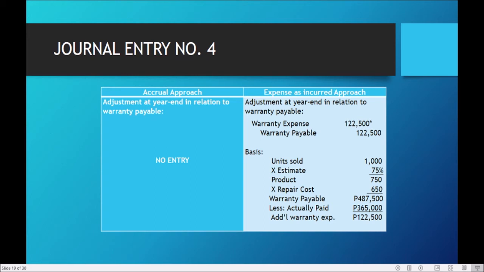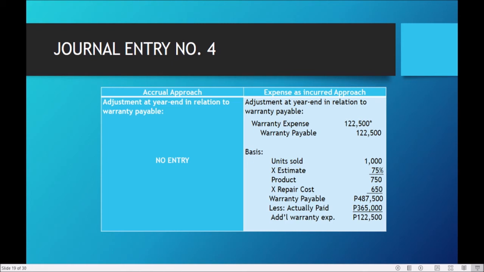At year end, under accrual approach, are we going to prepare an adjusting entry related to the transactions? None. No entry. Assuming that we will not prepare an entry if there is no change on the estimate. If there is a change on the estimate, adjust. If there is an additional estimate, just debit warranty expense, then credit warranty liability. If there is a decrease on the estimate, reverse the entry. We debit warranty liability, then we credit warranty expense.